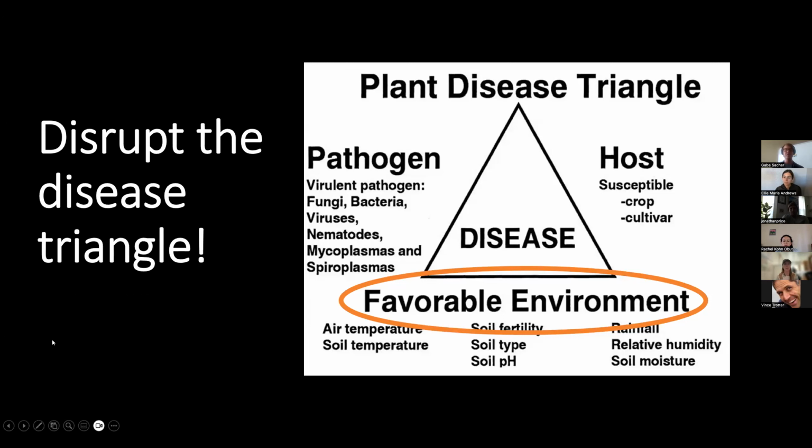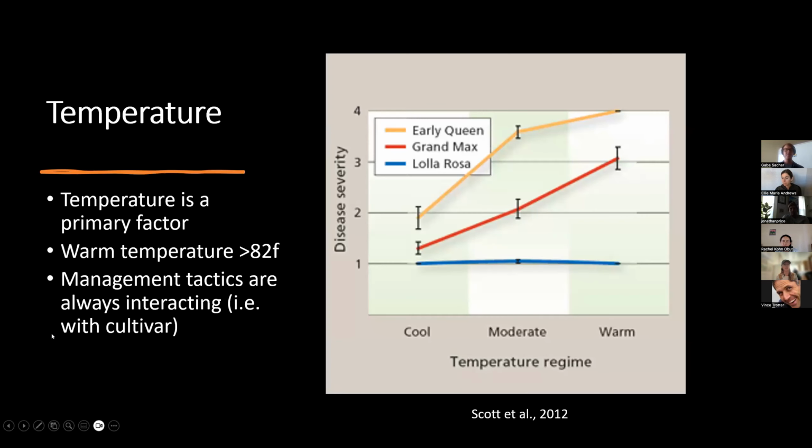Now we're going to talk about a favorable environment, the last piece of the disease triangle. First, Fusarium is a heat-loving pathogen. Generally, the warmer it is, the worse your Fusarium is going to be. But again, it can interact with other factors. For example, cultivar. We can see here, a susceptible lettuce dies really quickly, almost regardless of the temperature, whereas a mildly susceptible lettuce sort of does okay unless it's a very warm temperature, and then a resistant cultivar will just never get the disease because it's resistant.